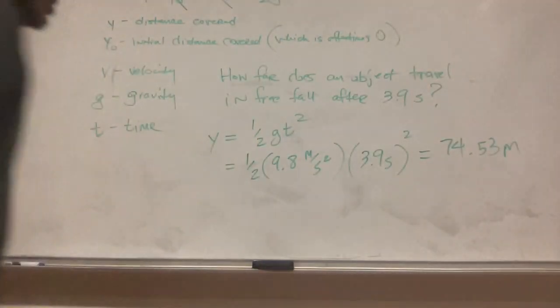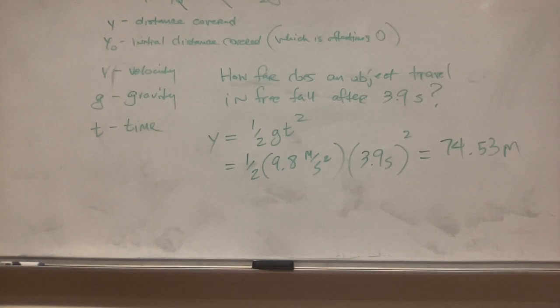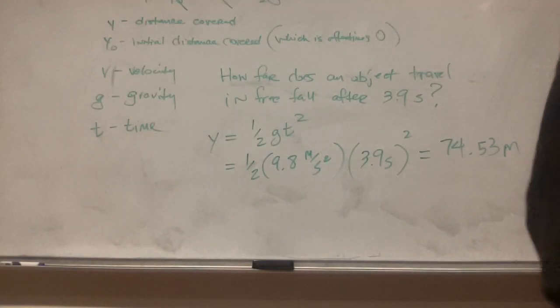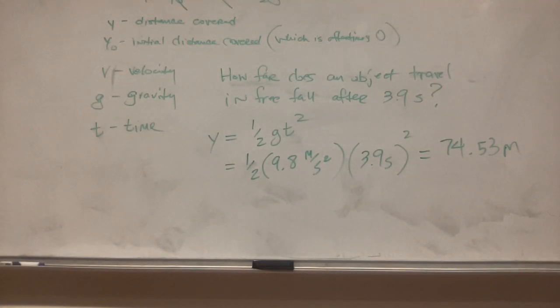All right, so that's free fall. That's a very specific type of motion. And so that was one problem, right? We did one problem or two? I think we did two. Yeah, we did two. All right.